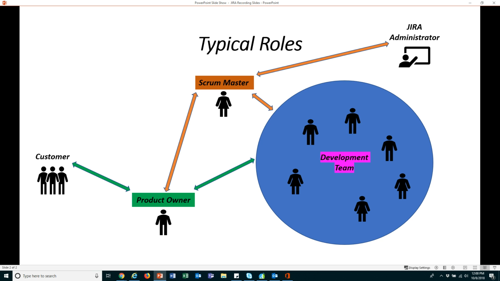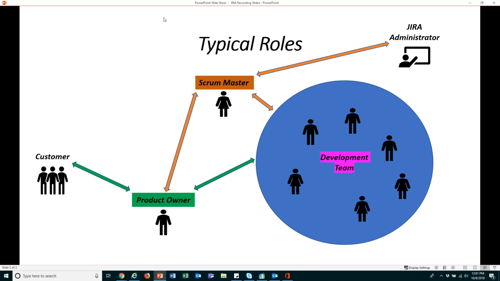We also have the product owner. The product owner is the team's representative of the customer. So the product owner is going to work with the customers to understand what their needs are and translate those into stories that the development team can consume and execute on. So the development team very rarely interacts with the customer. All right. If they have a question that is customer based, they will work through the product owner to get that answered or resolved.